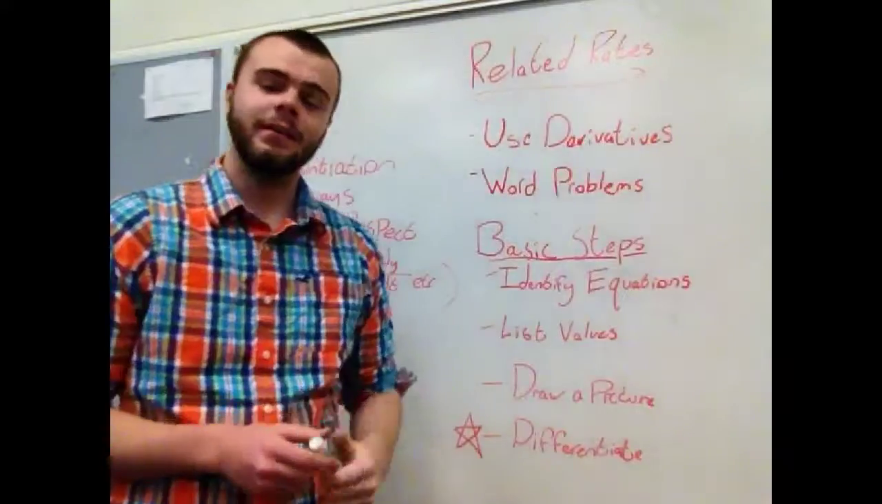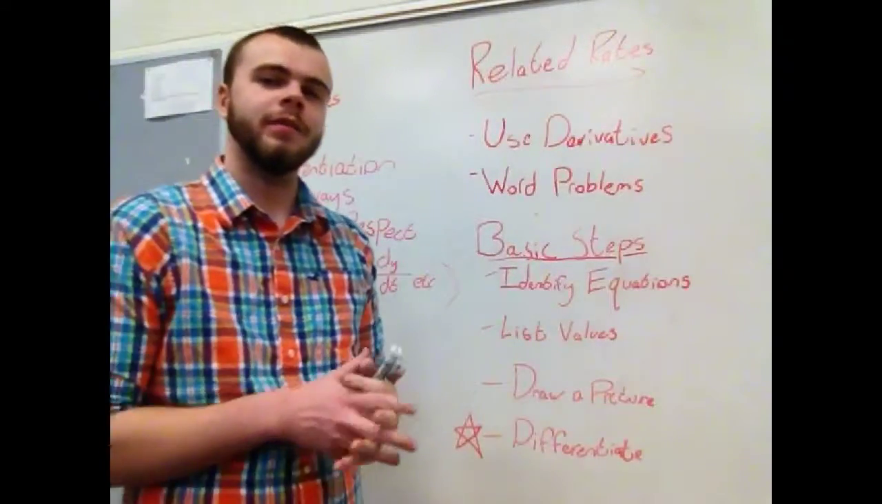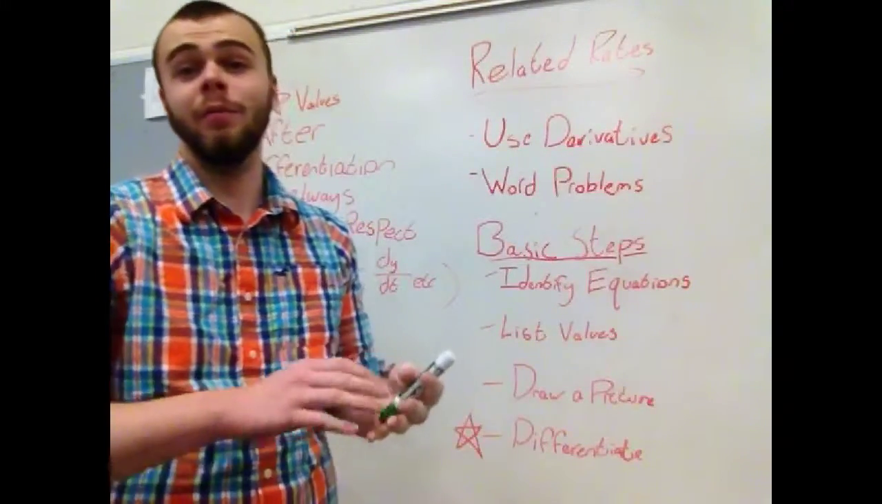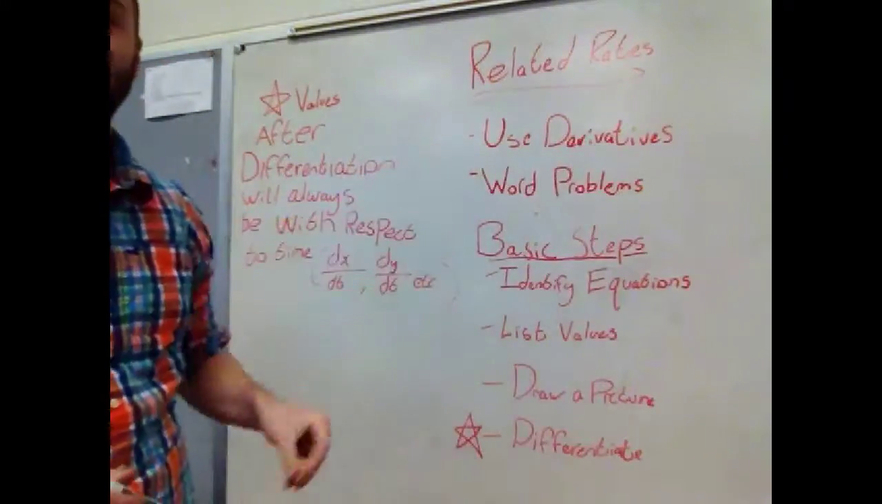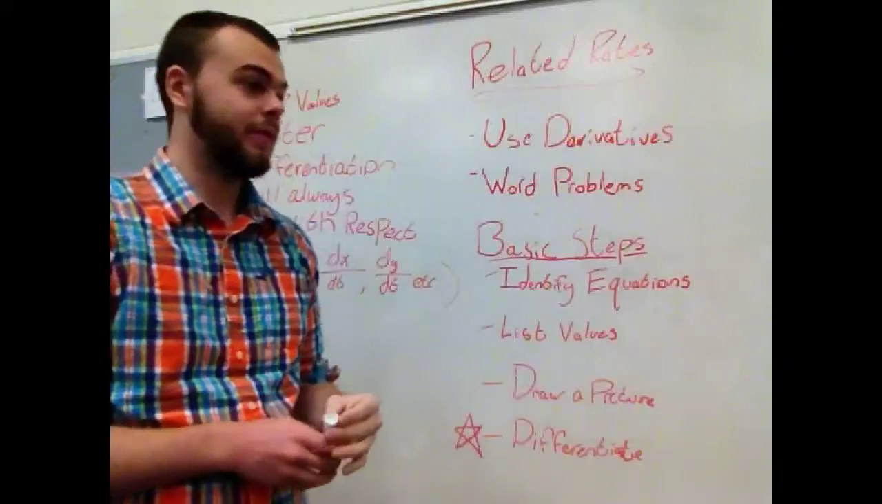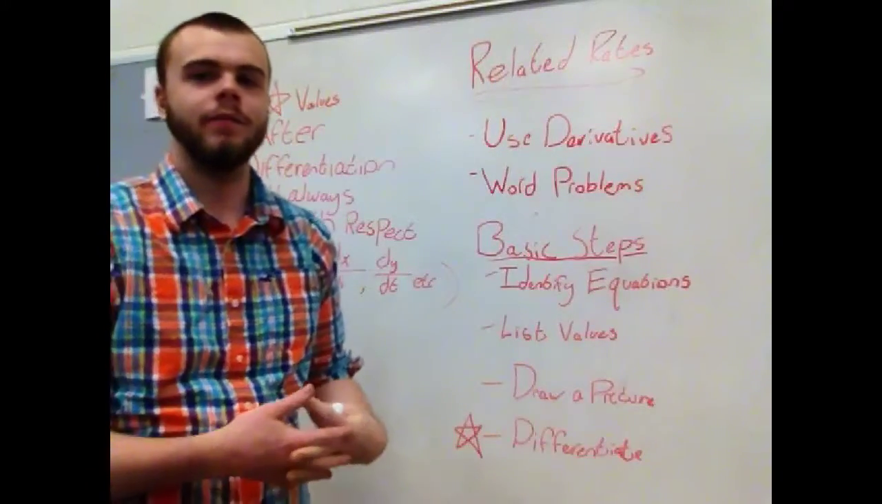Related rates are defined as a means to find the instantaneous rate of change at any point in an equation at any point in time. Related rates use derivatives, and we know that by definition of the derivative, that is how you can find the instantaneous rate of change of a function.